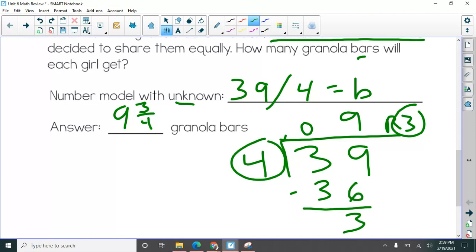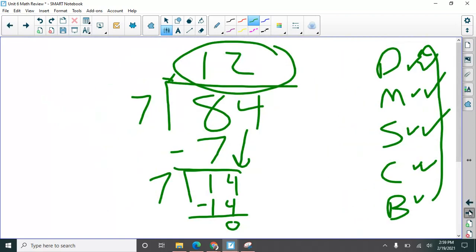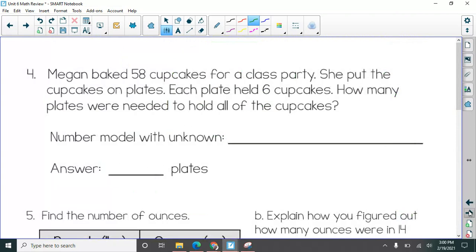9 and 3/4. If we were talking about toy cars, well, we couldn't do that. We would have to ignore it. If we were talking about seats on a bus, well, if you have extra kids, you're going to need an extra seat. So you have to do some thinking about what to do with the remainder. That's true on this question also.